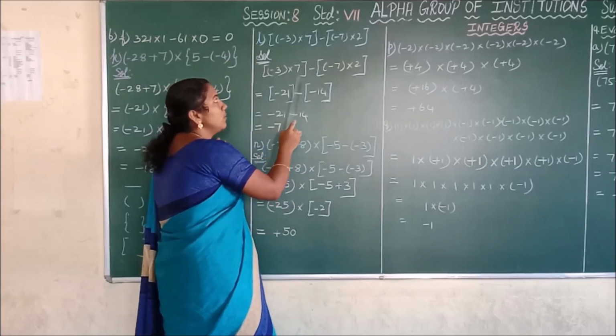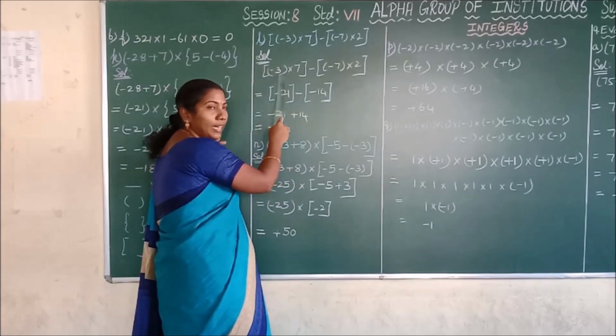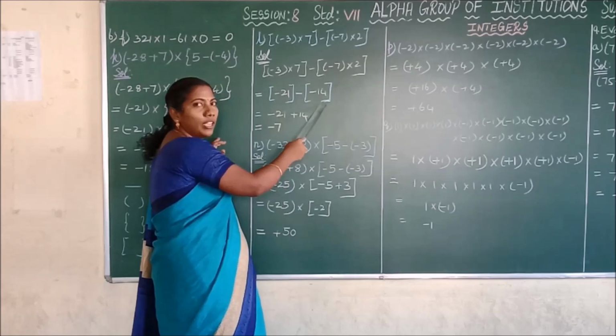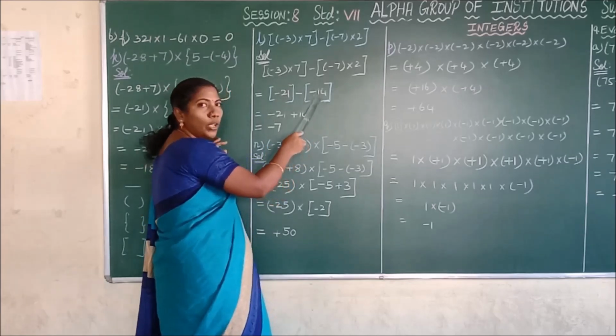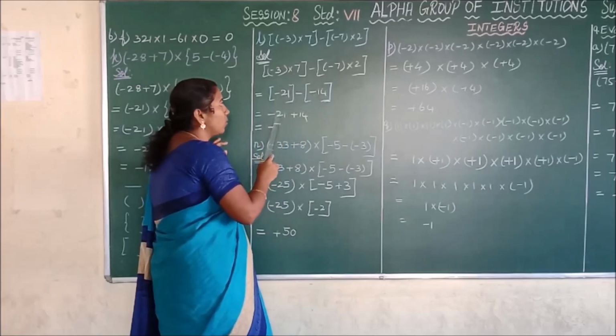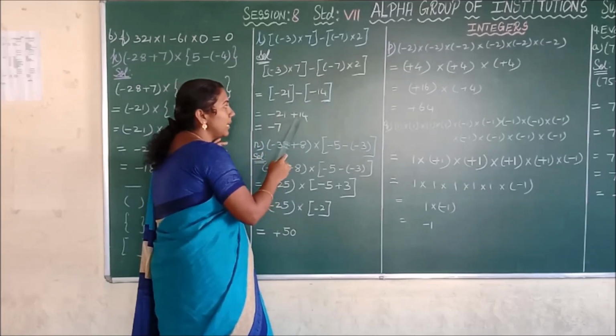First of all, you have to simplify the integers within the bracket and then remove the bracket. Is it clear? Minus 21 minus of minus 14. Now we are going to remove this bracket. Minus 21 minus into minus, plus 14.